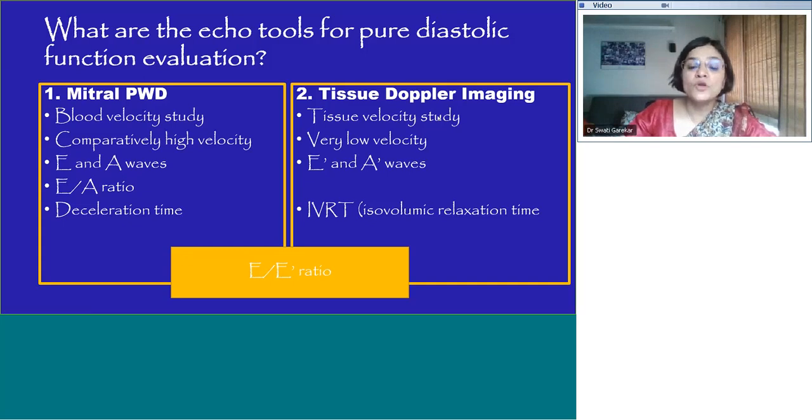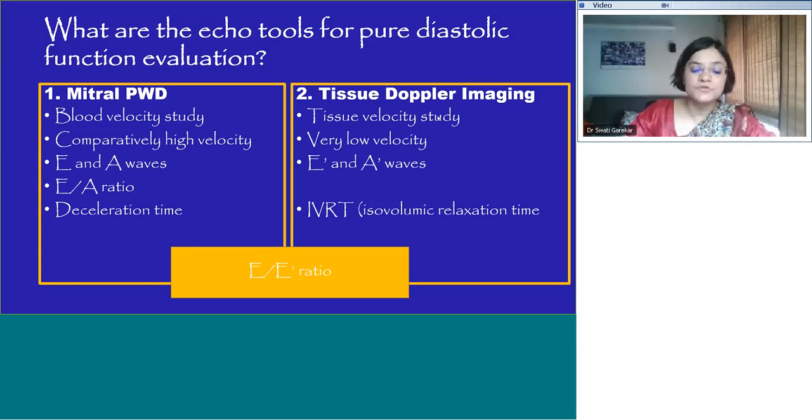So it's low velocity. You need to adjust your settings to capture that. And these days, almost all machines have presets for tissue Doppler imaging, where very little adjustment has to be done. And we look at the waves, which are mirrors of the mitral PWD, which is E prime and A prime waves.